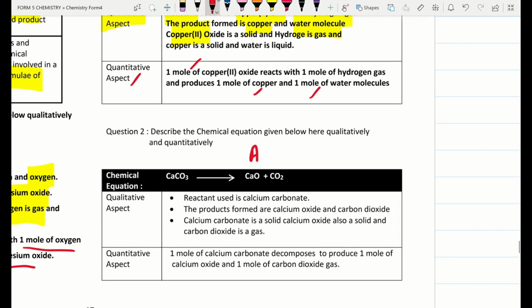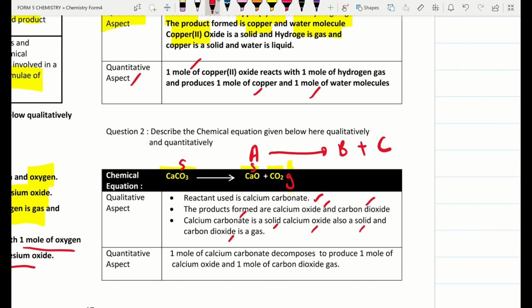Let's say A decomposes to give B plus C. For this, how to describe the equation qualitatively and quantitatively, we try to check calcium carbonate decomposes to produce calcium oxide and carbon dioxide. In this case, carbon dioxide is a gas, calcium oxide is solid, and calcium carbonate is solid. The reactant used is calcium carbonate, and the products formed are calcium oxide and carbon dioxide. Calcium carbonate is a solid, calcium oxide also is a solid, and carbon dioxide is a gas.